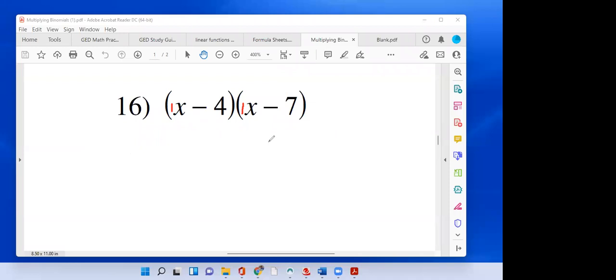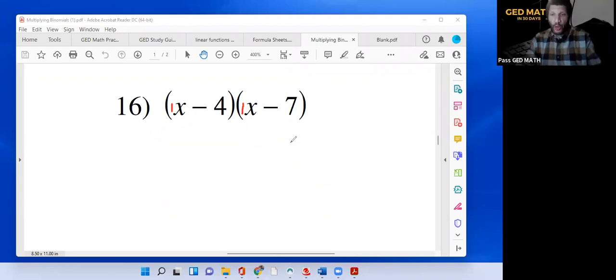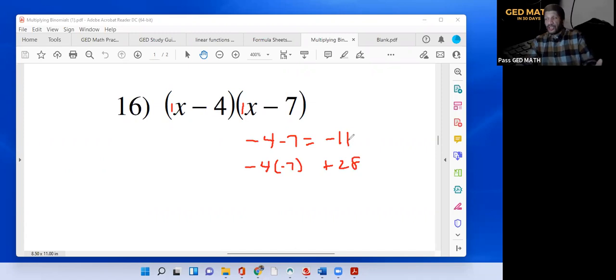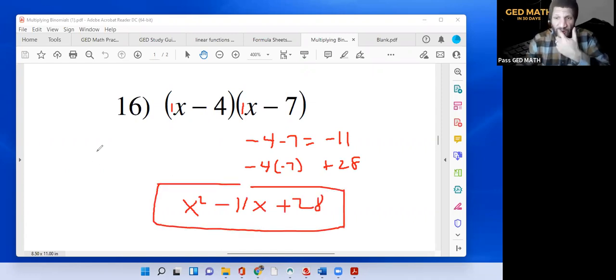Now, when your coefficient is 1, I'm gonna give you a small trick. Watch this. Minus 4, minus 7, when you combine them, you get a negative 11. When you multiply them, you get a positive 28. This is your second term. This is your third term. X squared minus 11X plus 28. Bam. When the coefficients of both your variables are 1, it's a nice, easy trick. Combine them. That gives you the coefficient of your middle term, minus 11X.